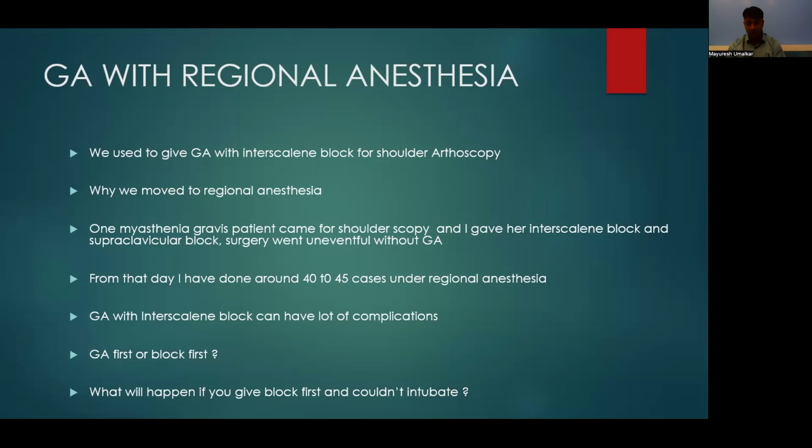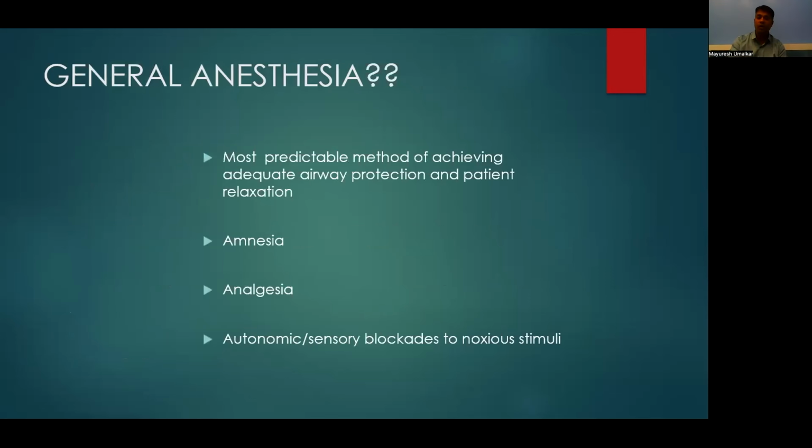When I joined this hospital, I gave an interscalene block to one patient and the block acted very well. But eventually I could not intubate that patient because the larynx was very anterior and the bougie wasn't passing properly. I could see the vocal cords, but I could not pass the bougie. That patient gave me a lot of trouble because I had already given the interscalene block, so hemidiaphragmatic paralysis had already happened. I could bring him back without any complication. This was also one of the reasons we moved to regional anesthesia.